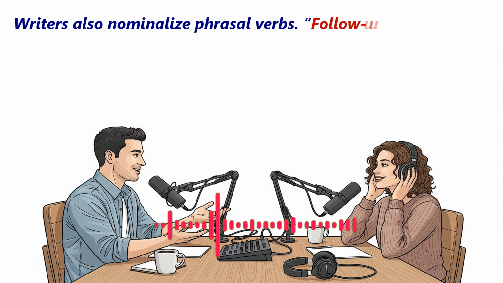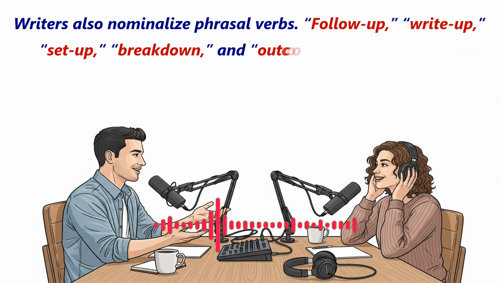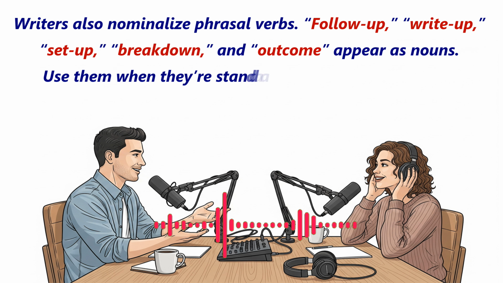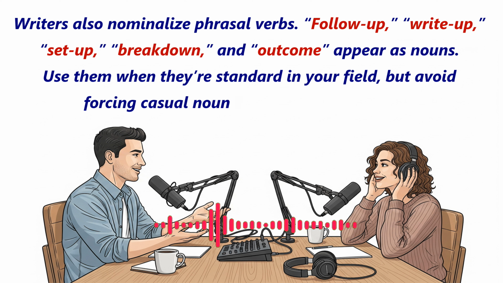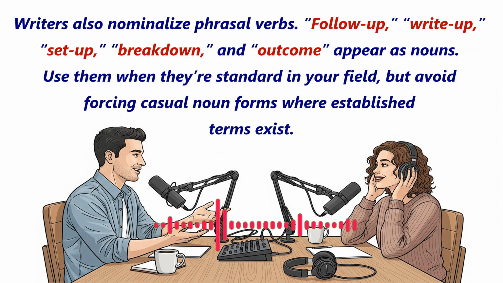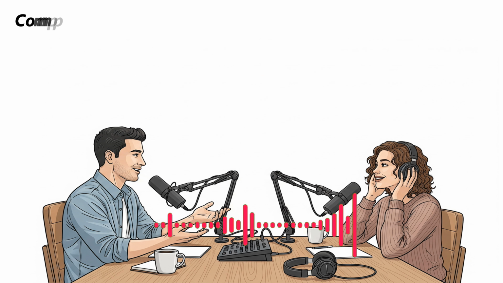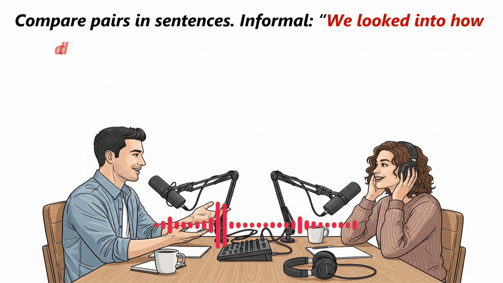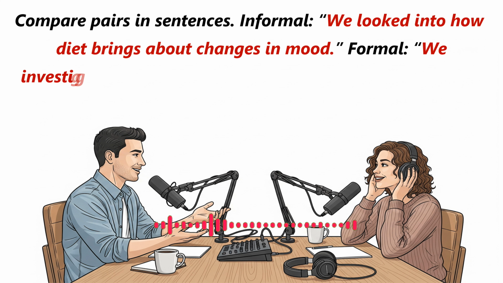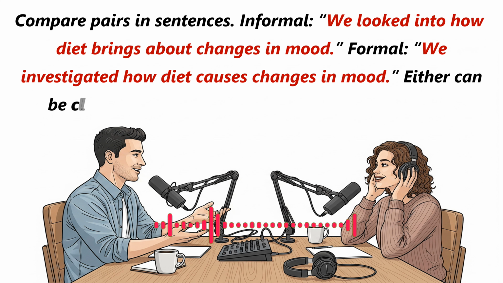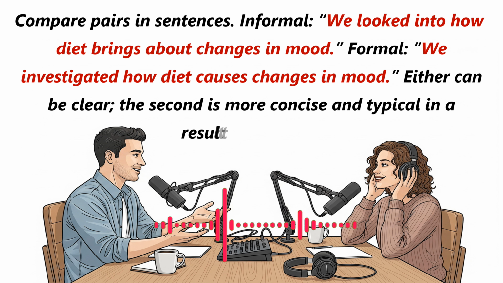Writers also nominalize phrasal verbs. Follow-up, write-up, setup, breakdown, and outcome appear as nouns. Use them when they're standard in your field, but avoid forcing casual noun forms where established terms exist. Compare pairs and sentences. Informal: we looked into how diet brings about changes in mood. Formal: we investigated how diet causes changes in mood. Either can be clear. The second is more concise and typical in a results paragraph.